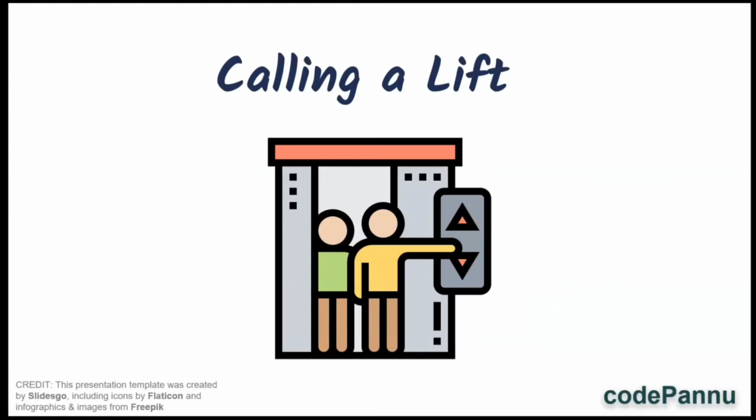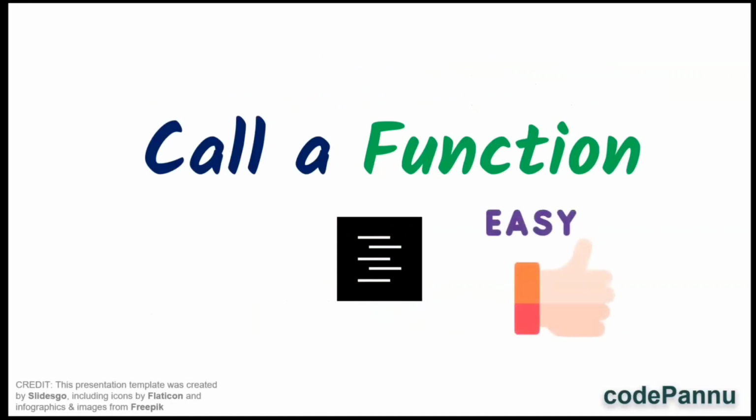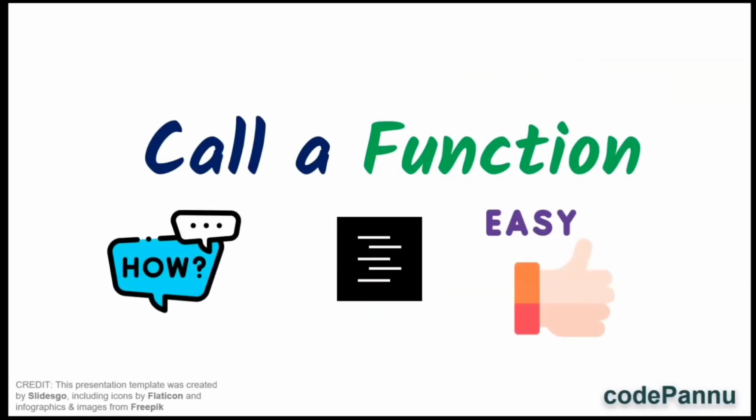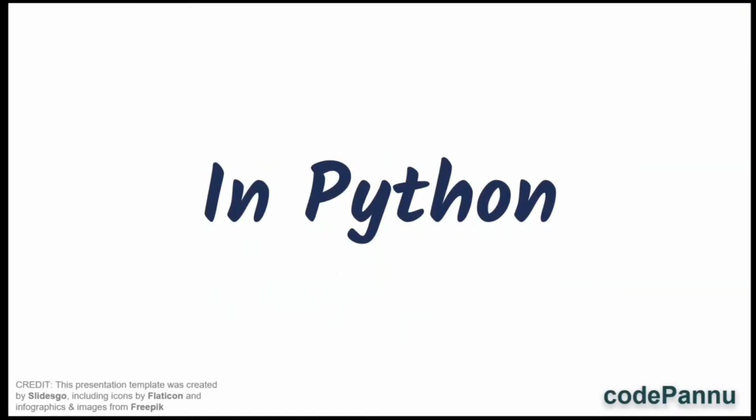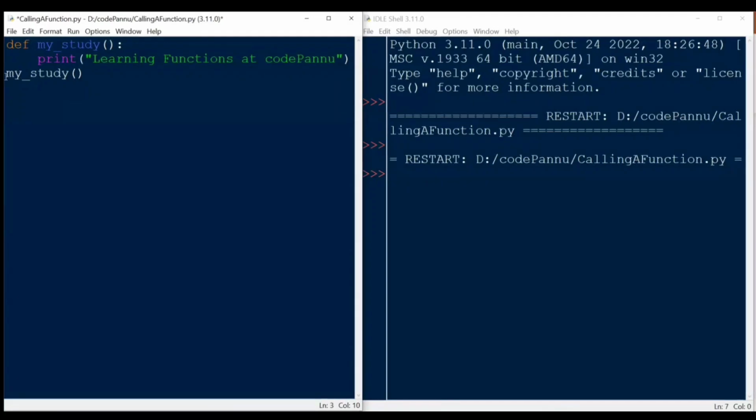Now, let us see how to call the function. Calling the function is simple and super easy. But how to do it? We should first write the name of the function. What is our function name? It is my_study. So we write my_study and then we put open and close brackets at the end. That is how we call the function.